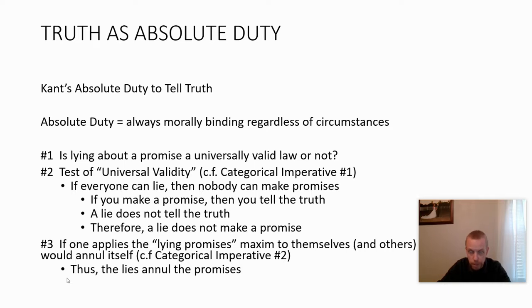of truth. Now, the third point here, if one applies the lying promises maxim to themselves and others, you actually annul the promises itself. Not only is everyone else lying, if everyone's lying, you really can't trust anybody. Ever. It seems very strict, it seems very formal, but this is Kant's look at the absolute duty of telling the truth, because allowing for false promises at the universal level negates the ability to trust anything anybody says.